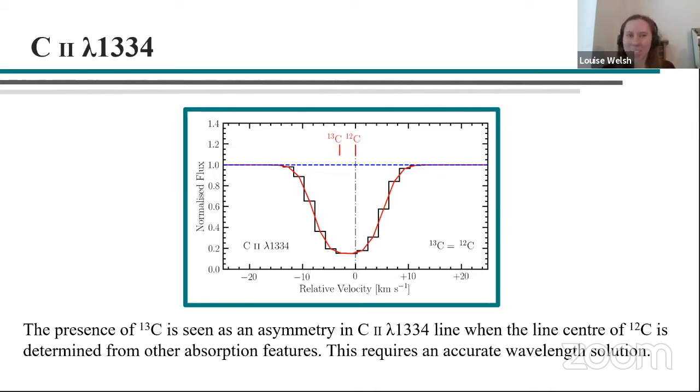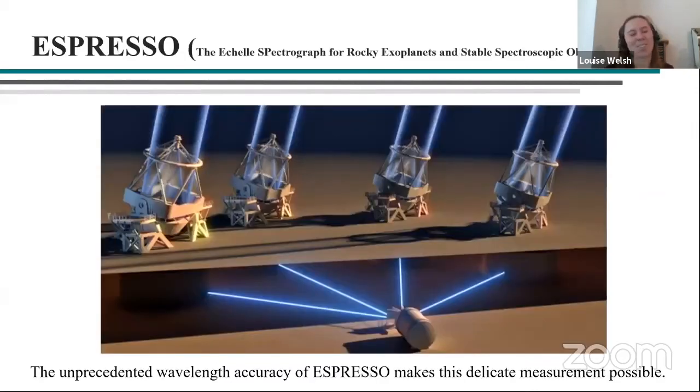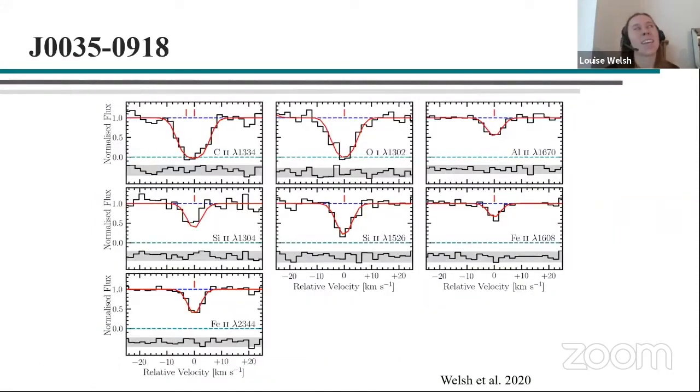And thanks to ESPRESSO, which is the Echelle spectrograph for rocky exoplanets and stable spectroscopic observations, this delicate measurement has now become possible thanks to its unprecedented wavelength accuracy. So at around 4,000 angstroms, the wavelength accuracy is better than 10 to the minus 4 angstroms. And not only that, but this instrument can be employed using all 4 of the telescopes that make up the VLT. So you can really target these faint objects, which is great.